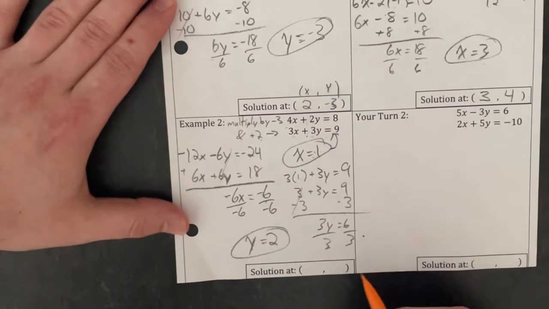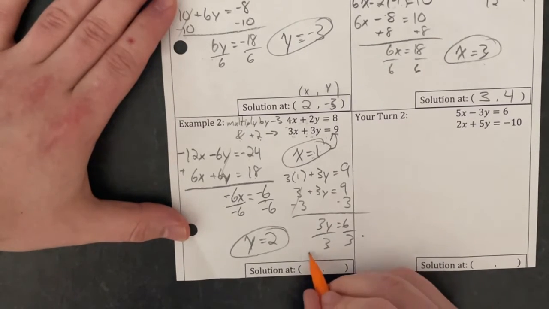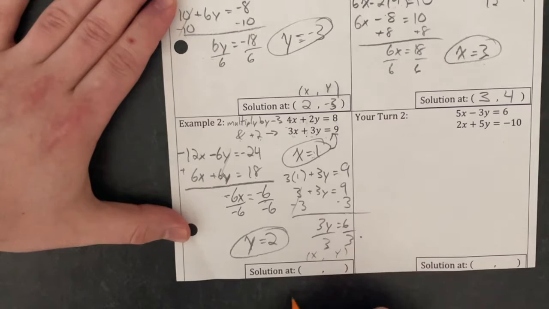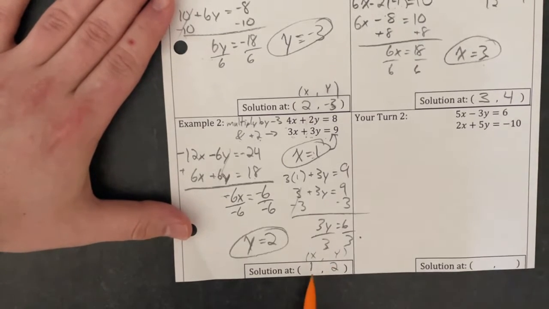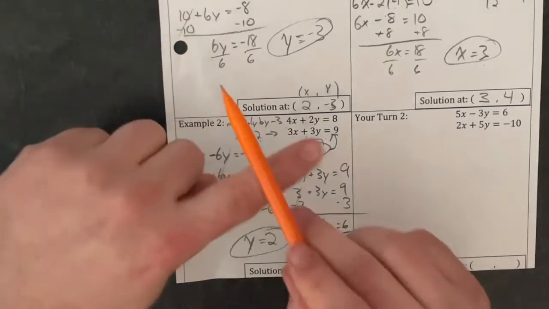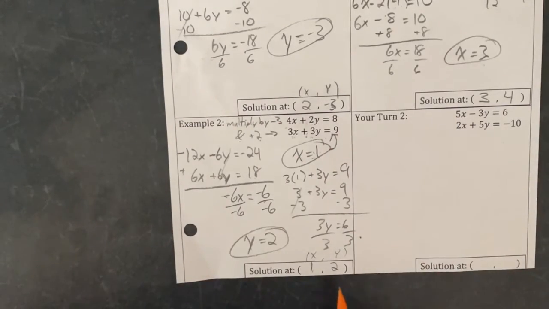Once I have those 2 values, x and y, I can write my solution as an ordered pair. So that means those 2 equations cross at the point 1, 2. So again, those lines intersect at the point 1, 2.